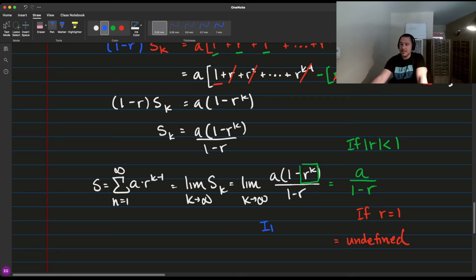Now the other case is if r is bigger than 1. What happens if you take a number bigger than 1 and raise it to higher and higher powers? In other words, the limit will diverge. So if r equals 1 or it's bigger than 1, your sequence will diverge. But if r is less than 1, your sequence will converge, and you can add up all those infinite number of terms by using the formula a over 1 minus r.